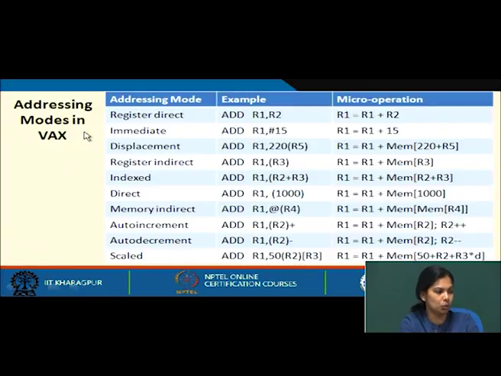These are the addressing modes that are present in the VAX machine. This was a very popular machine in the 80s. So, just see how many addressing modes are present, almost all of them, starting with register direct, immediate, displacement, register indirect, indexed, direct, memory indirect, auto increment and auto decrement, and scaled. So, the VAX machine included a huge set of addressing modes.